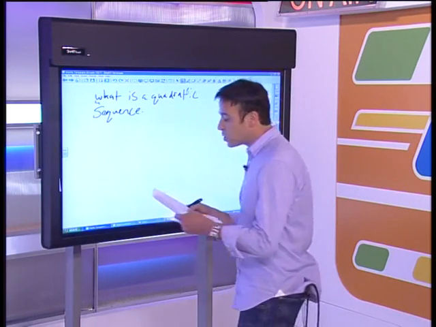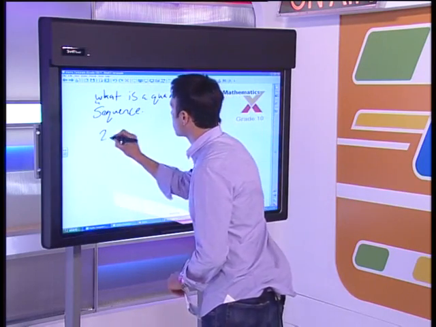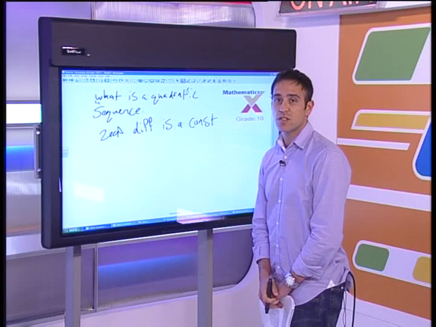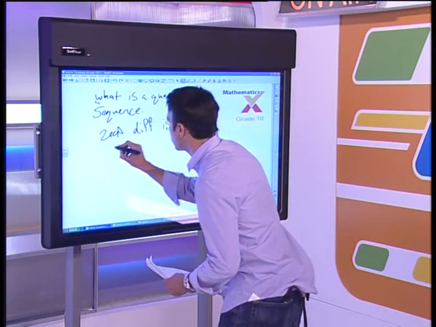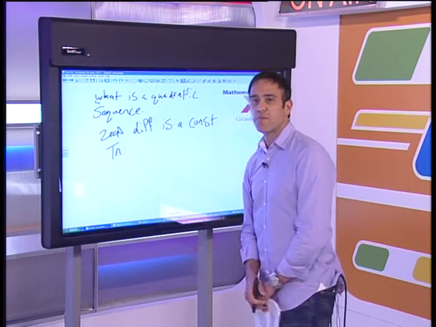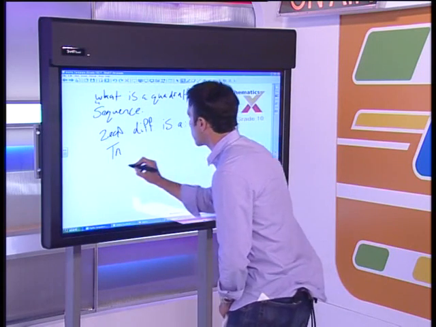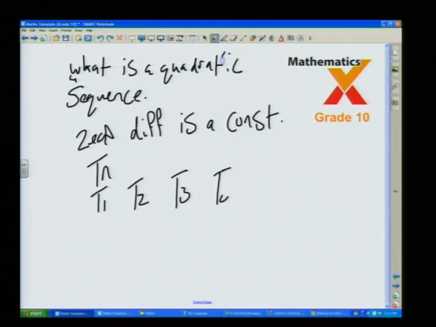So remember, it is a sequence of numbers in which the second difference is a constant. Okay? So I'm just going to write that down because that is the key. Second difference is a constant. Now what does that mean? Remember that in any sequence we define the sequence in terms of Tn, and Tn is the number of the sequence. So if we start by saying a sequence has got 1, 2, 3, 4 terms, etc., we are going to say it's T1, T2, T3, T4 and etc.